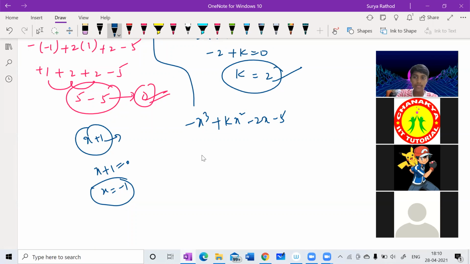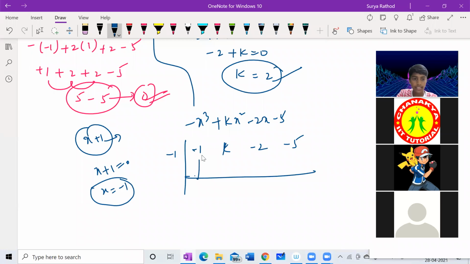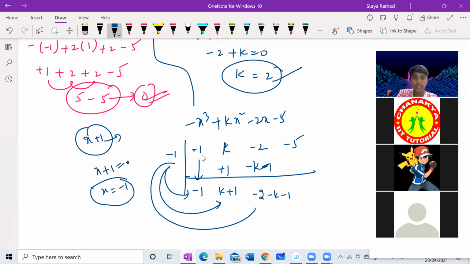Minus 1 plus k minus 2 minus 5. You got it this way, right? So what am I supposed to write here? Minus 1. Minus into minus is plus. So k plus 1, I'll be getting k plus 1. Again, k plus 1 into minus 1, I'll be getting minus k minus 1. So here I'll be getting minus 2 minus k minus 1. Again, this into this.